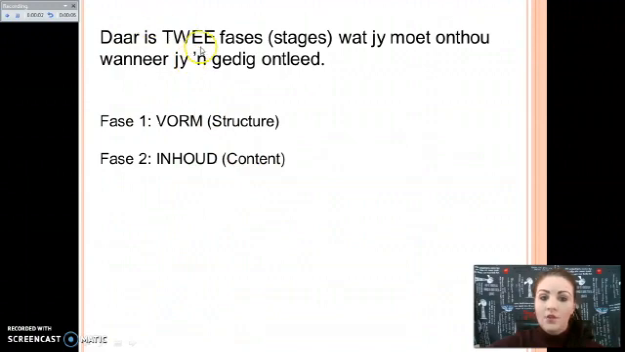Eerstens, daar is twee fases, two stages, wat jy moet onthou wanneer jy 'n gedig ontleed. Fase 1, die vorm, the structure of the poem. Fase 2, die inhoud, the content.